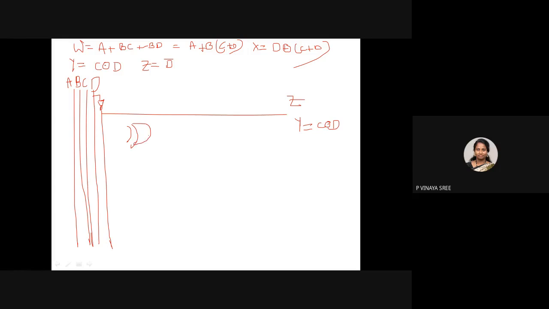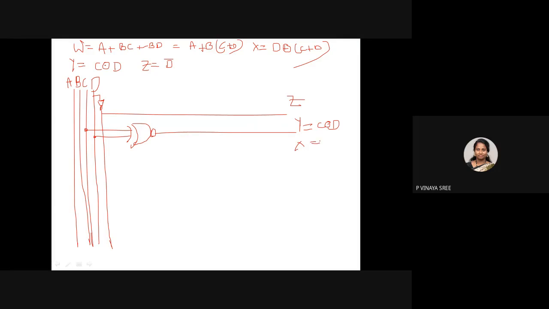Followed by. What is it? What do I have? A bubble. Circle. Yes, a circle. So for this input, one is C, and the other one is D. Okay, completed. Next, coming to X.